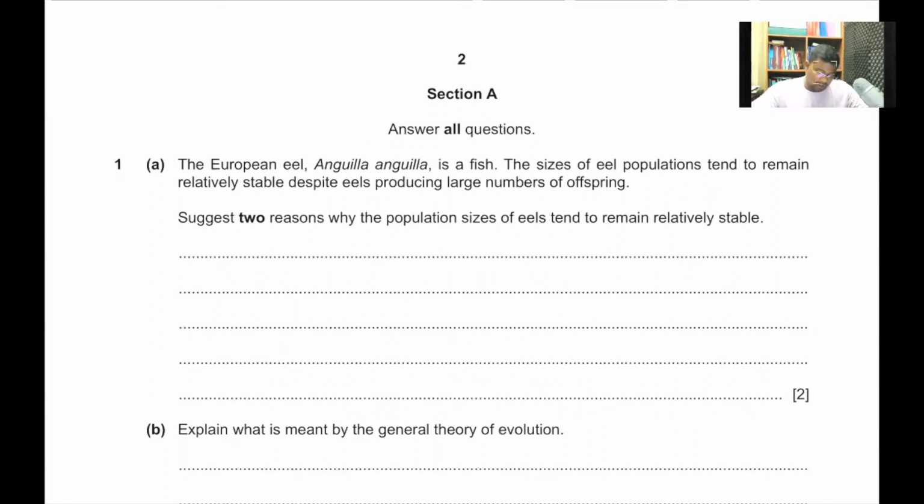Question number 1 A. The European eel Anguilla is a fish. The size of the eel population tends to remain relatively stable despite the eels producing large numbers of offspring. State two reasons why the population size of eels tends to remain relatively stable. A population of an organism tends to stay relatively stable because they are predated by other fish. The offspring compete for the same resources like food, and also if they increase in number too much, disease keeps the population low.